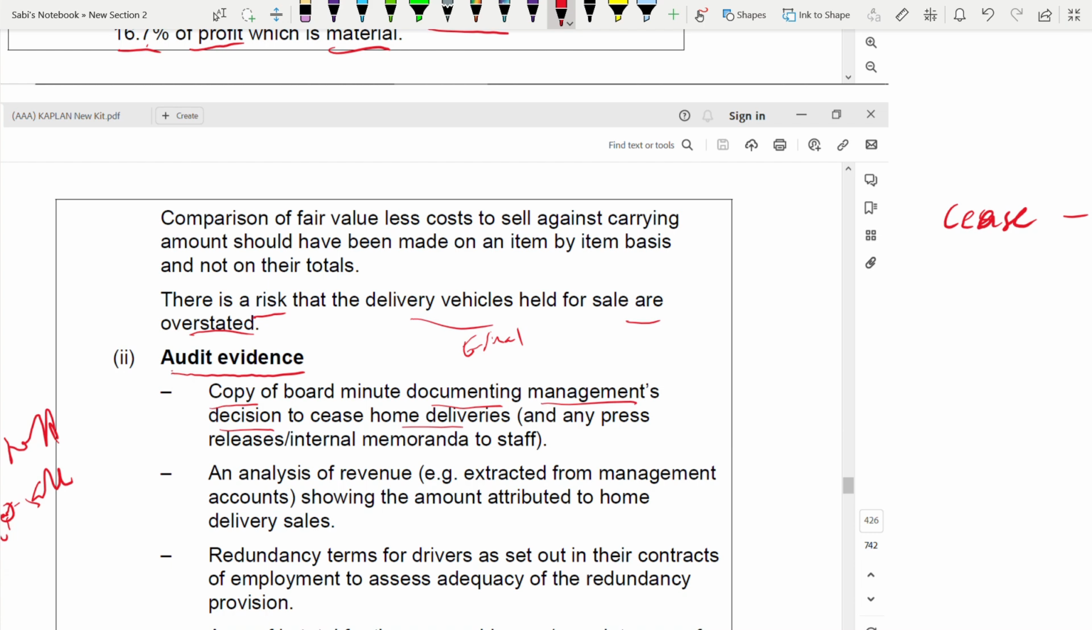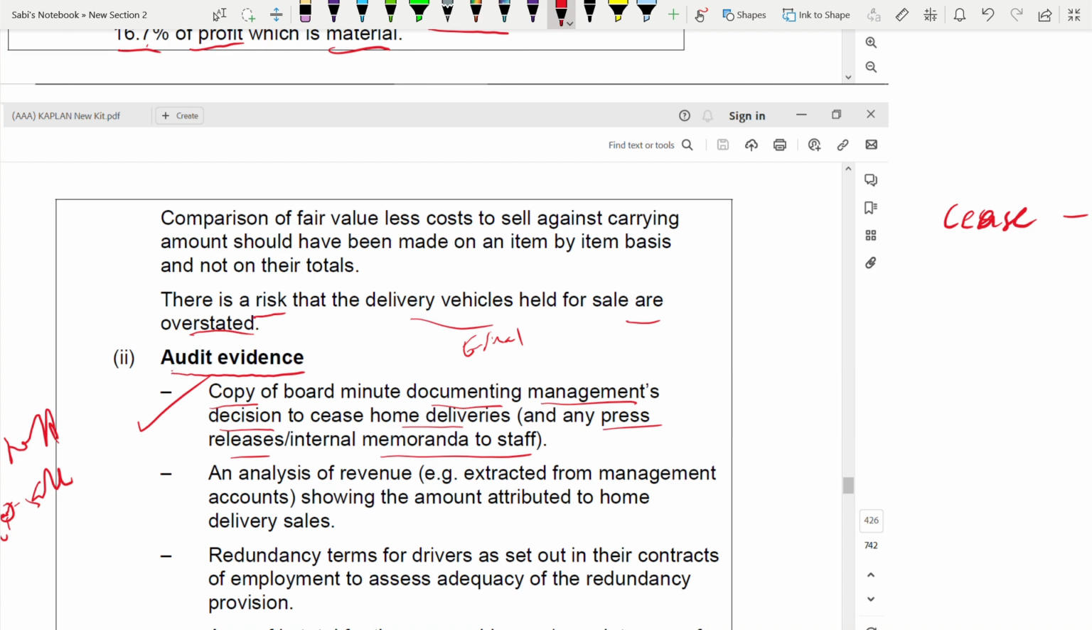And you can also refer to a press release, because obviously when we make a major decision to seize something, or to expand something, or to acquire someone, it is often announced in a press release. So you can write press release in your answer, or internal memoranda to staff. Obviously the staff might be made aware of it, right? So this one is done. Now you understand how we got the first evidence. This should not be in order; it could be in any order. I'm just telling you how you decide on audit evidence.